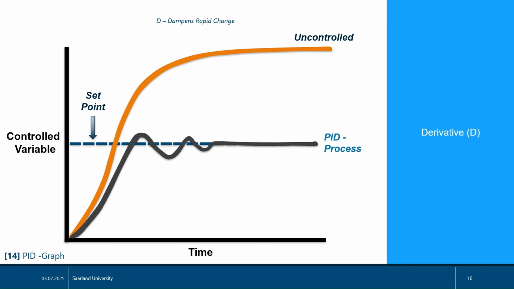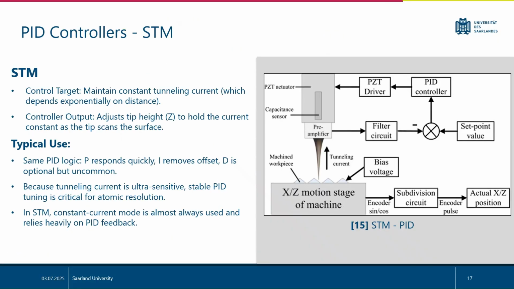Moving on to more specifics, in STM, the PID controller adjusts Z height to maintain constant tunneling current. Since current is exponentially sensitive to distance, stable tuning is essential for atomic scale imaging. Constant current mode is the most common and entirely dependent on this feedback loop.